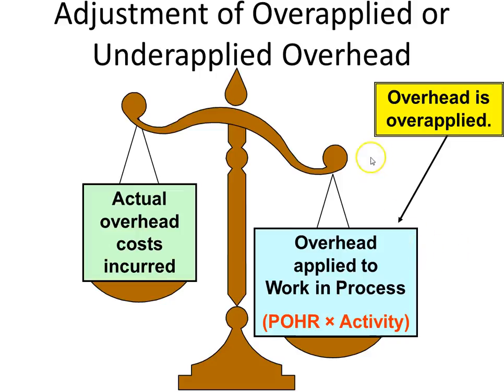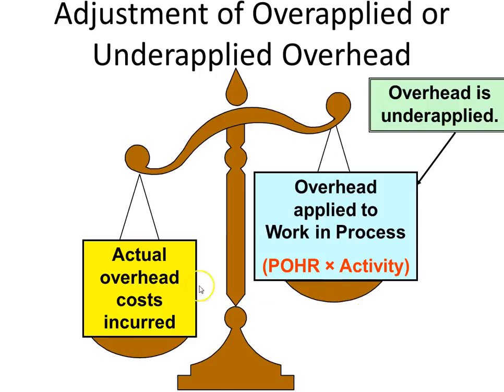So your overhead is overapplied here, actual overhead costs incurred, and then overhead applied to work in process, so it's some rate times some activity, because it's going to be measured like on a project, like you expect your total cost, let's say on an hourly rate, to be 150% of your hourly rate. And so you're going to do that, but it came in at 148% as an example.